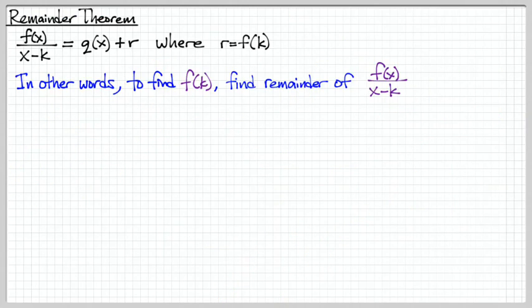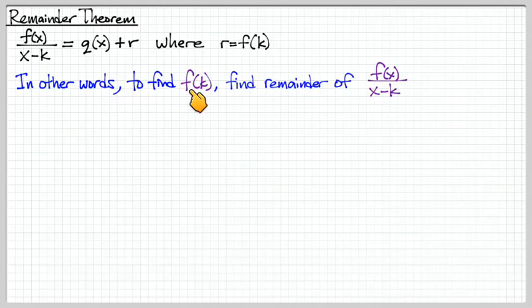Okay, we're going to end with the remainder theorem, and it looks a little messy, but we'll break it down. If I have a polynomial and I divide it by x minus k, I'm going to get a quotient polynomial plus some sort of constant remainder, some number. That number is actually equal to the function evaluated at k. So in other words, here's another way to say it.